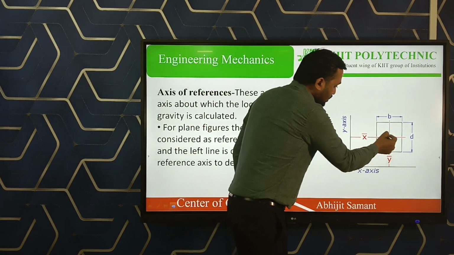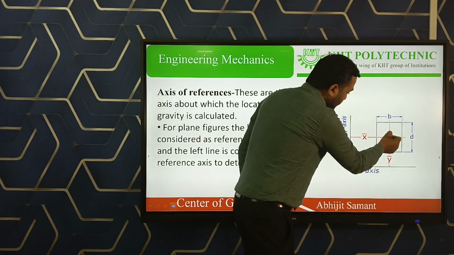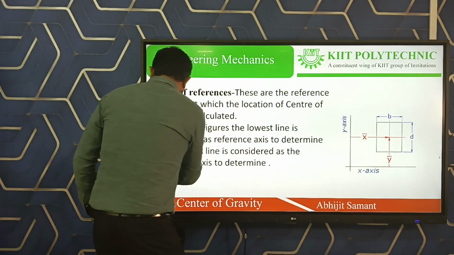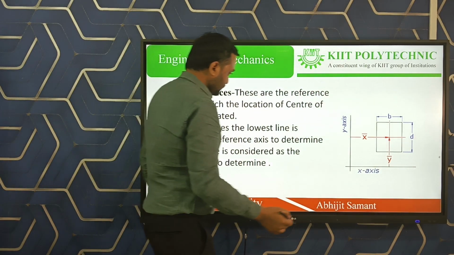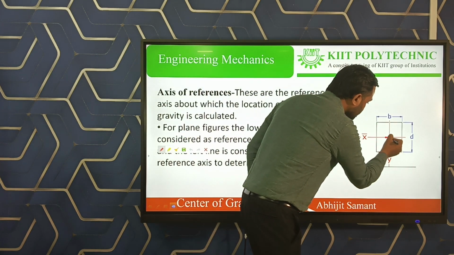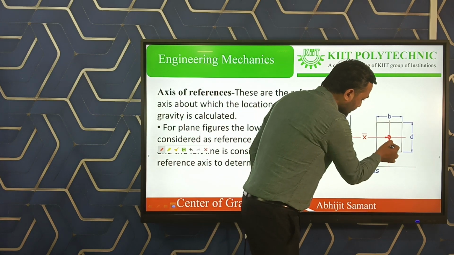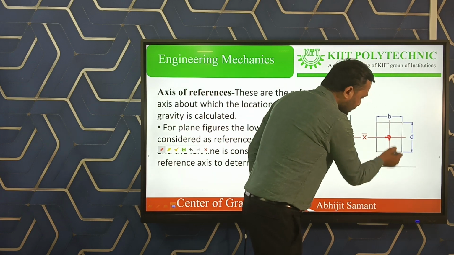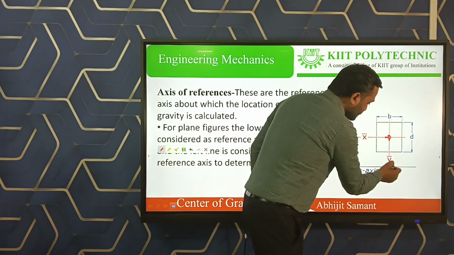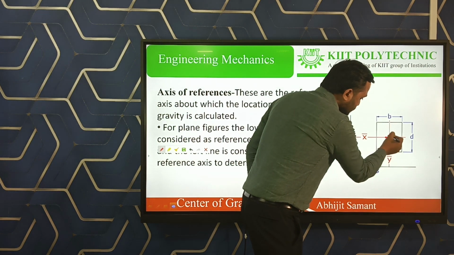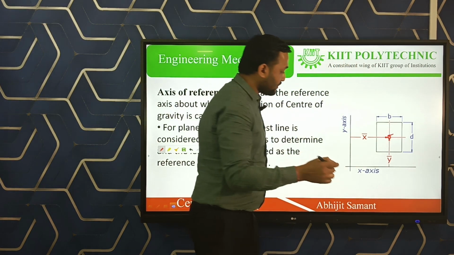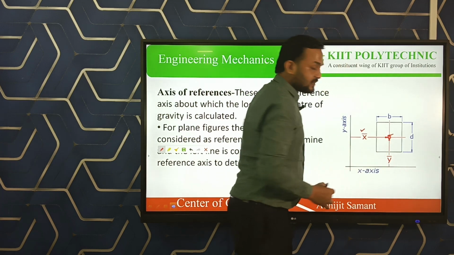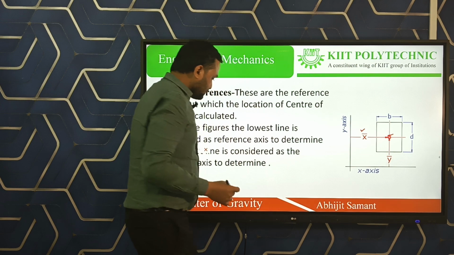We have previously discussed that for a rectangle, its centroidal point is here. The distance from the x-axis to the centroidal point is known as y bar, and the distance from the y-axis to the centroidal point is known as x bar.